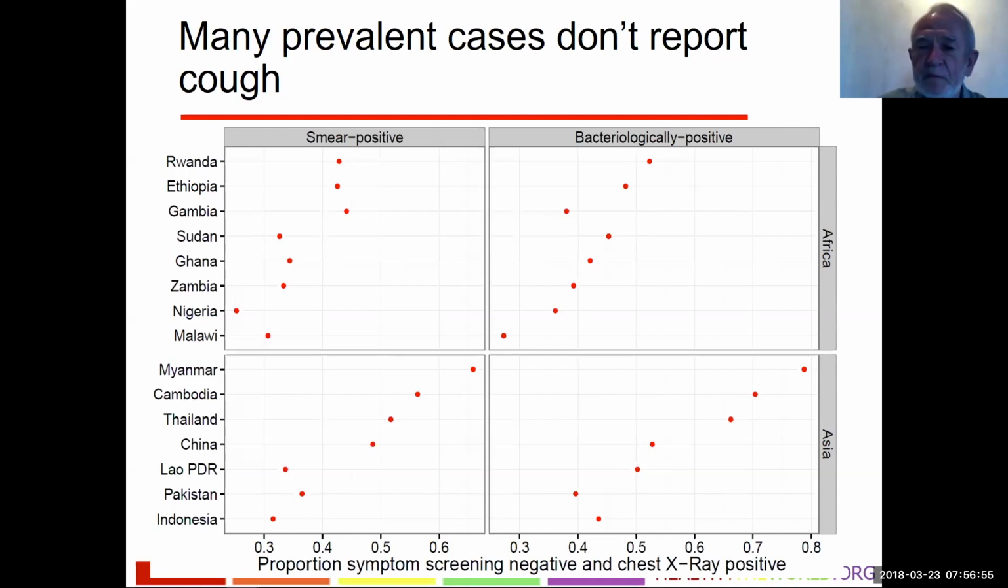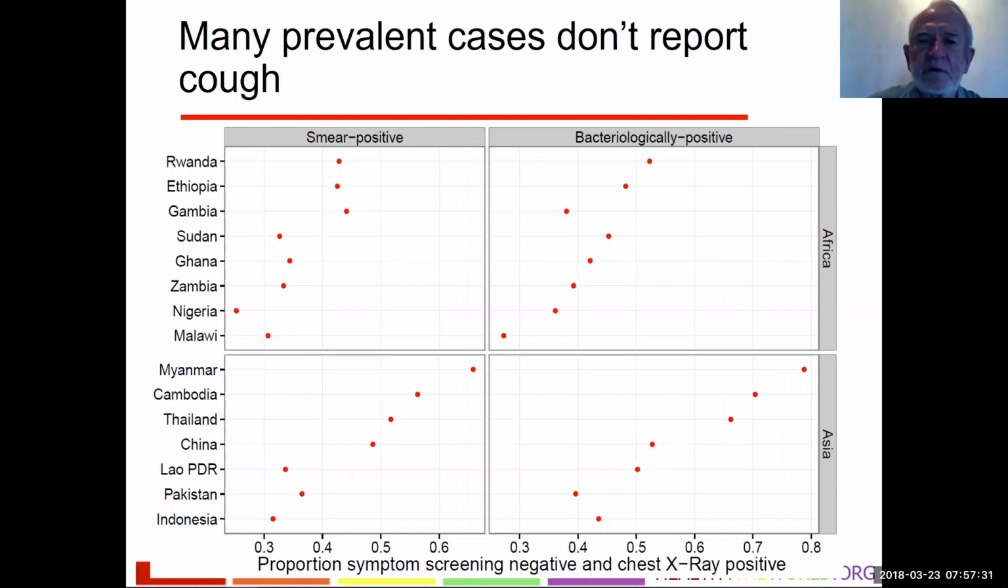Some as high as 80% of bacteriologically proven cases in Asia did not complain of cough. So this is a significant problem in that the recommendations, by and large, have focused on cough as the key symptom and as the criterion for conducting an evaluation for tuberculosis. That no longer seems to be as solid a bit of advice as we previously thought.